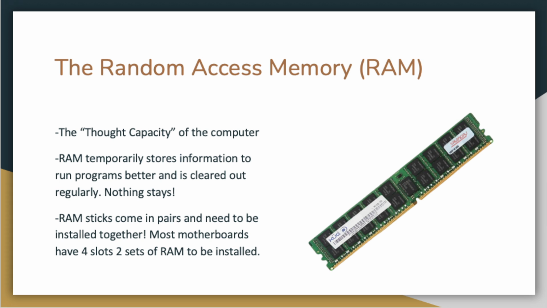The random access memory, or RAM, is essentially the brain capacity of your computer. It's typically a thin rectangle piece that comes in pairs that can be plugged into slots on the motherboard. The RAM temporarily stores information created by your programs and allows it to be accessed immediately.